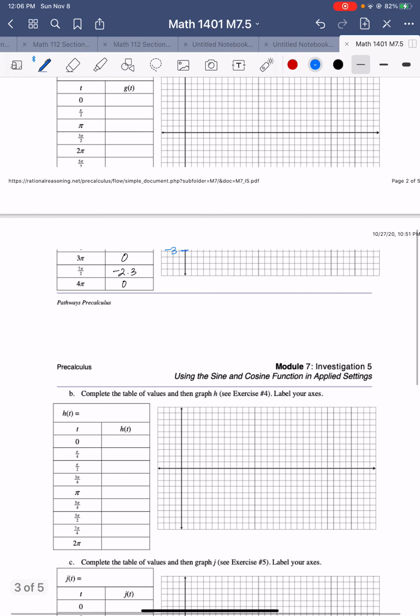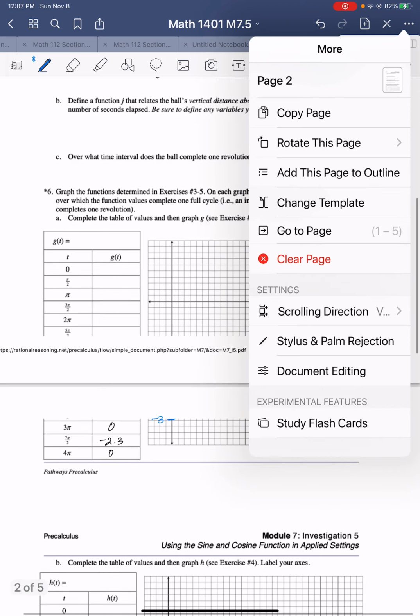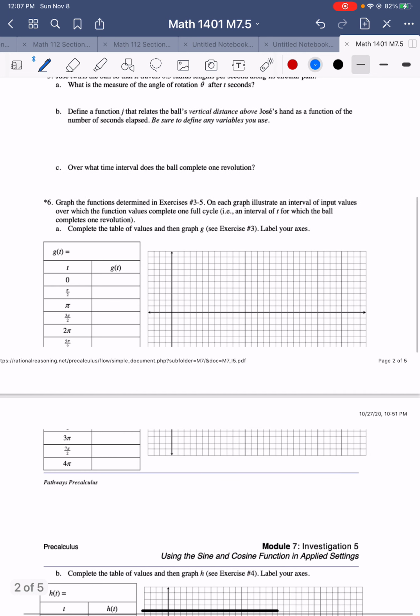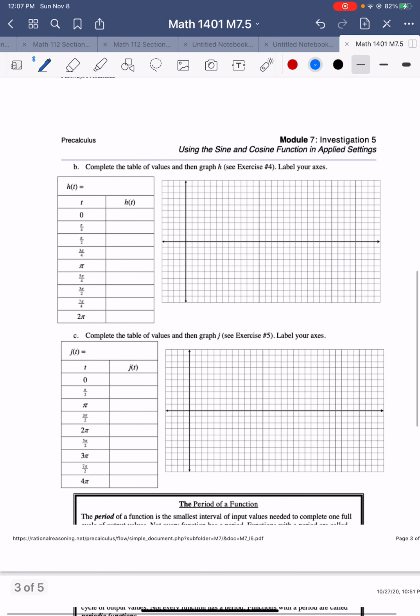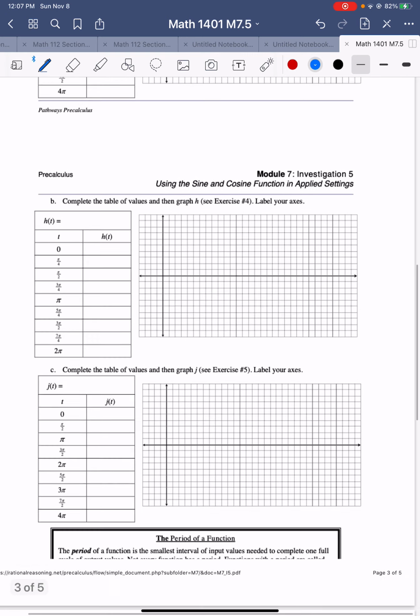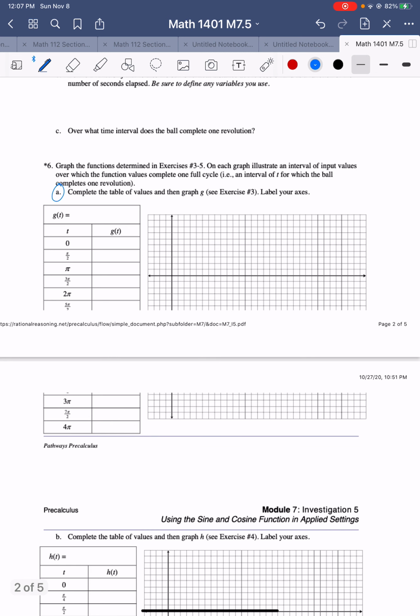All right, let's go to number 6. Graph the functions determined in exercises 3 to 5. On each graph, illustrate an interval of input values over which the function completes one full cycle, which is 1 revolution. So complete the table. We'll do A here, skip those, and then do D and E. Now you need to fill the table.